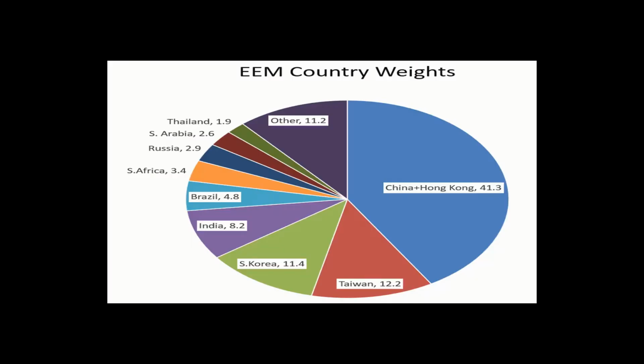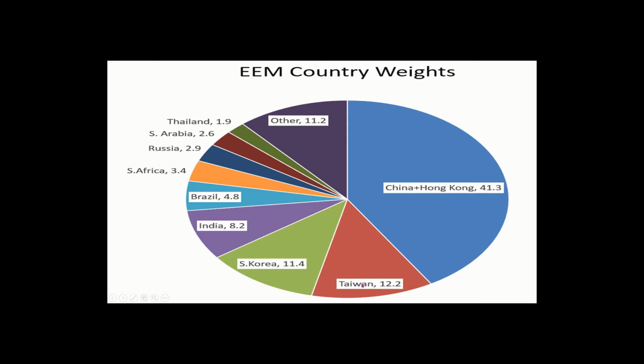Take a look at the weights in that index, the EEM country weights here. Over 40% of that index is now China and Hong Kong. All right. Hong Kong, we're talking about the H shares here. Hong Kong is actually a developed market itself, but the Chinese companies that list in Hong Kong are referred to as the H shares. So China and Hong Kong is over 40%.